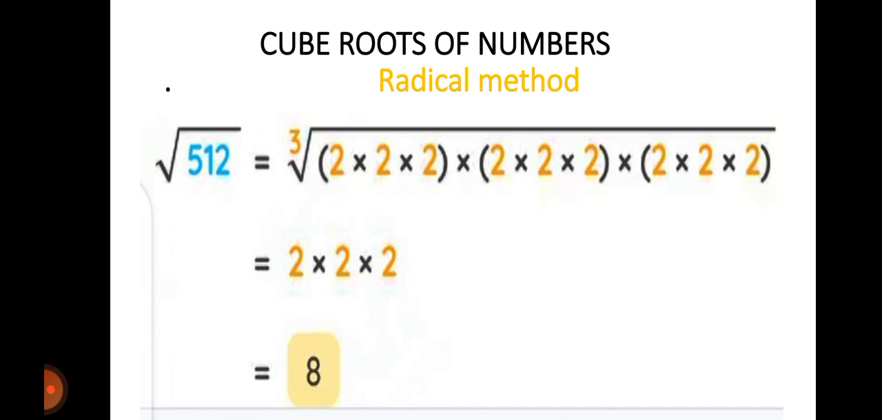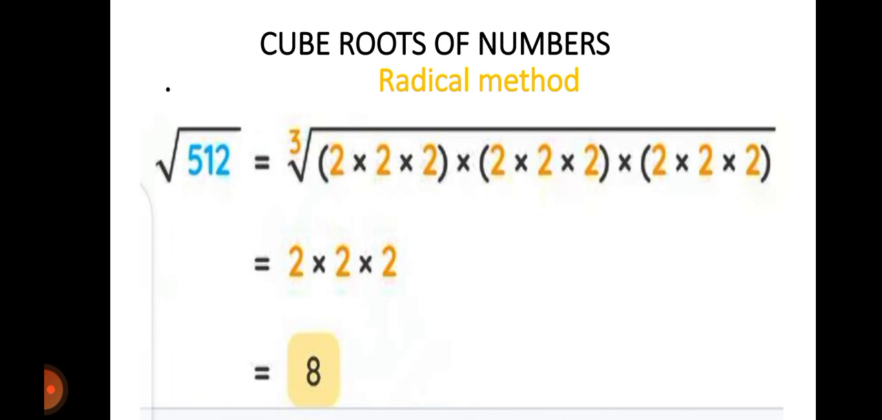So we have 2 times 2 times 2, which is 8, because 2 times 2 is 4, 4 times 2 is 8. So the cube root of 512 is 8. That means 8 cubed, 8 times 8 times 8, will give us 512.